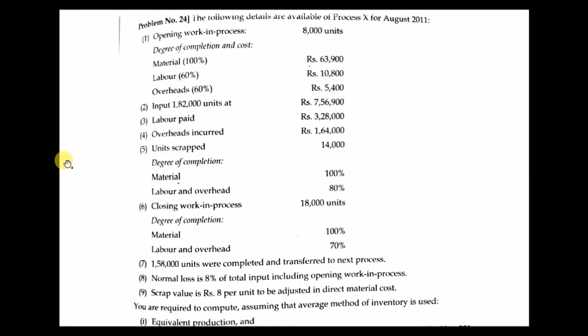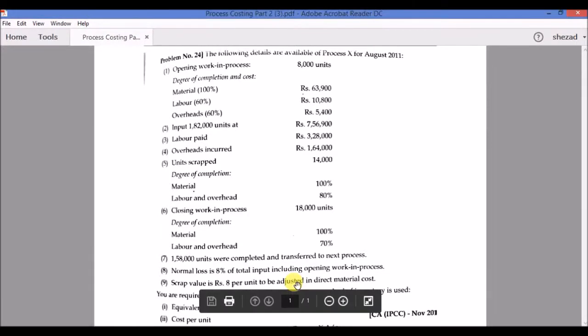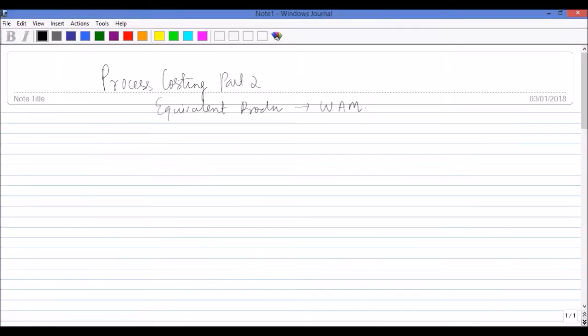Okay friends, now see, you are required to compute assuming the average method. So in this we are going to do the average method of inventory. So this is the average method which I am going to do. So let's start the sum.